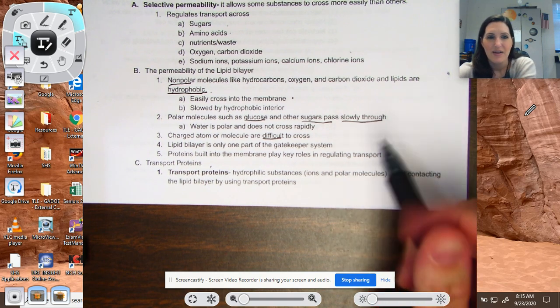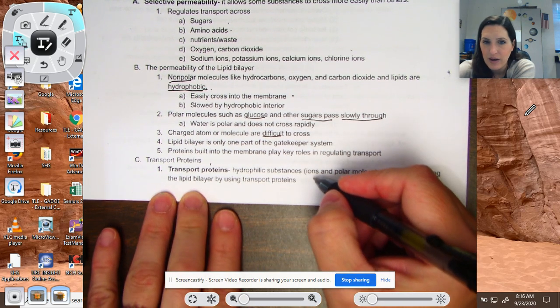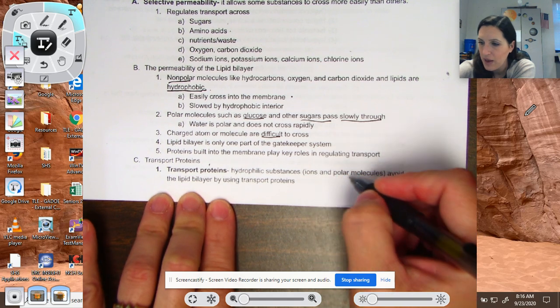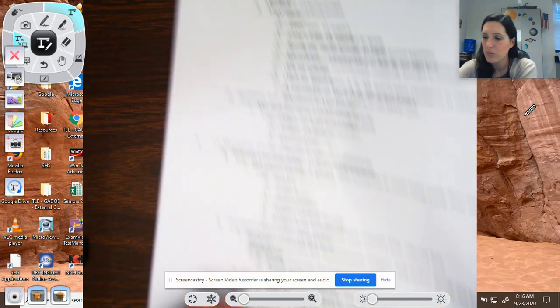Okay. All right, so the transport proteins, they're going to be able to work on those ions. Remember, ions have a charge, and the polar molecules avoid contacting the lipid bilayer by using transport proteins.